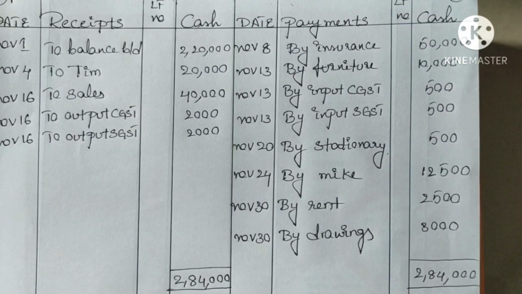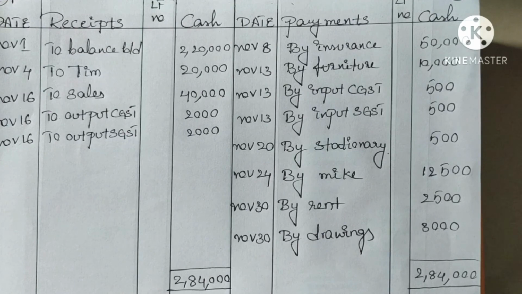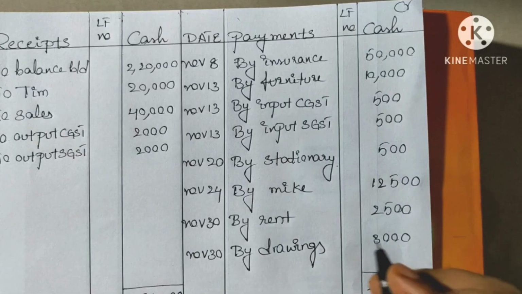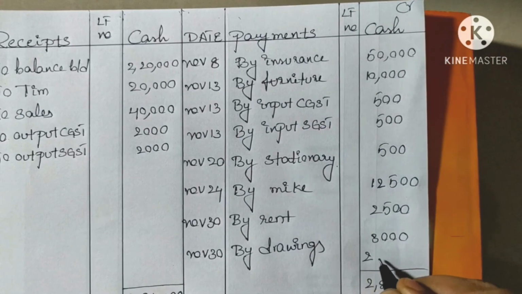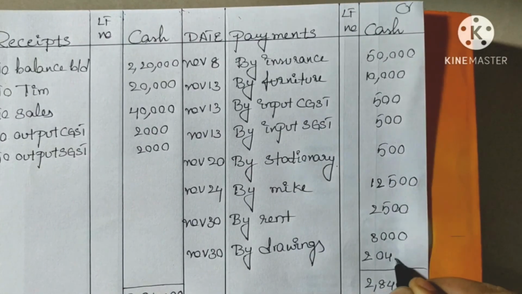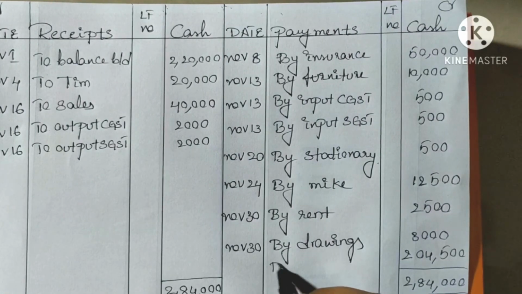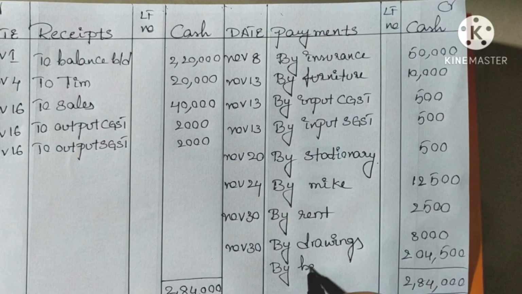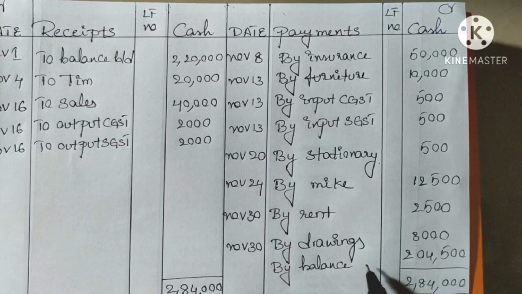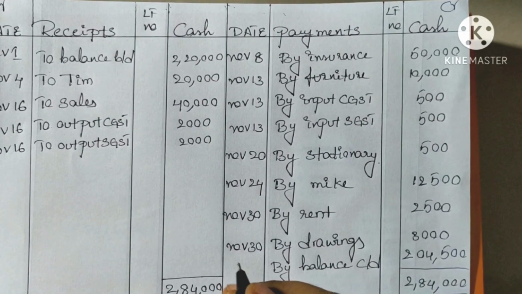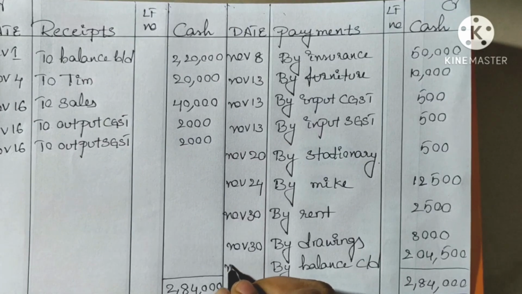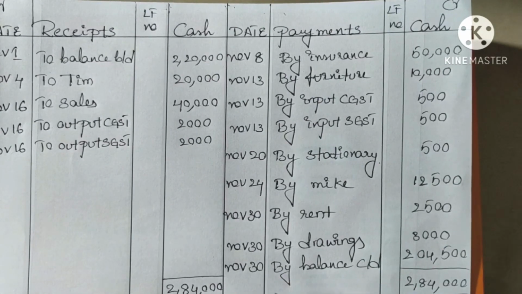Now we will deduct 79,500 from 2,84,000, which comes to 2,04,500. That we will mention on the credit side. That is 2,04,500 and we will mention it as "By balance carried down." And we'll mention the month and date because we are preparing the cash book on the month end.